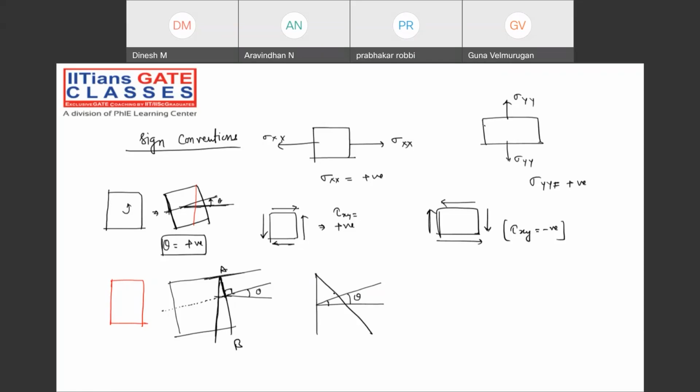Then what about this one? This is 90. What about this one? 90 minus theta. Then what about this one? Theta, right? Then only the angle will become what? 180 degree. Understanding or not? All of you understanding? Perfect. So just note down.